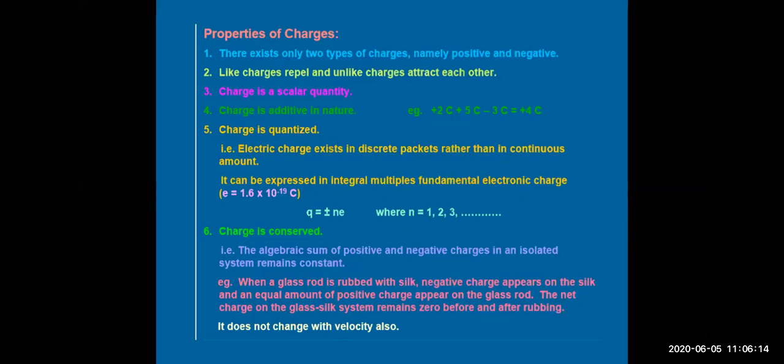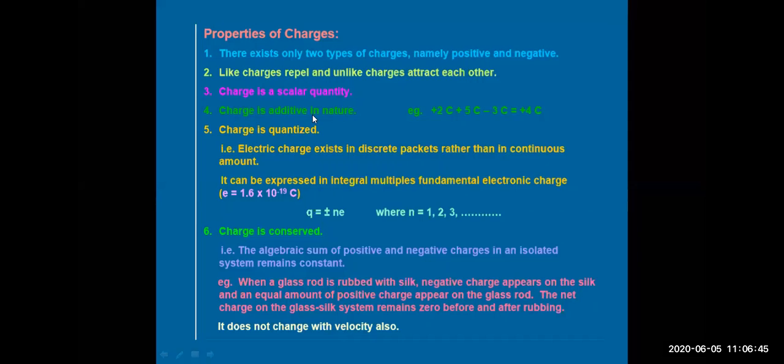So here, the first property is that there exist only two types of charges. One is positive charge, the other one is negative charge. We don't have anything else apart from it. So only two types, one positive, second one negative. Second property you already know: like charges will repel, unlike charges will attract. Charge is a scalar quantity. That is point number 3.